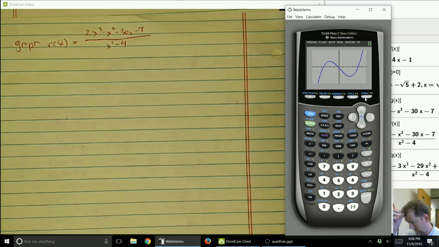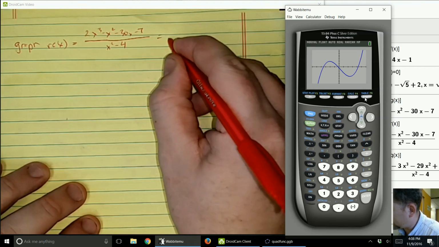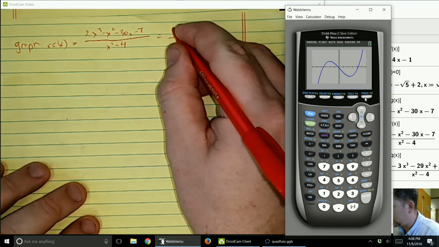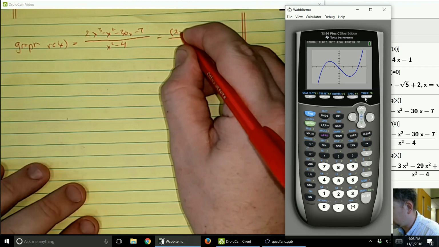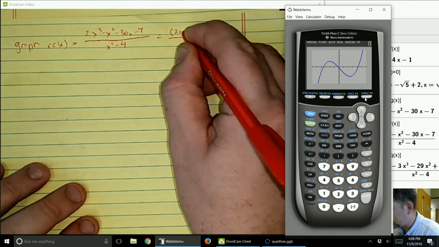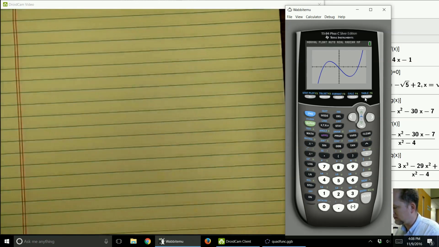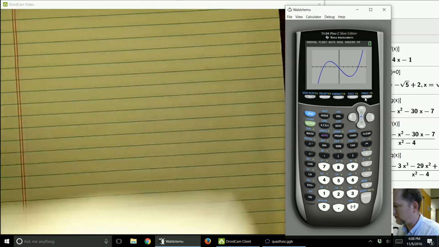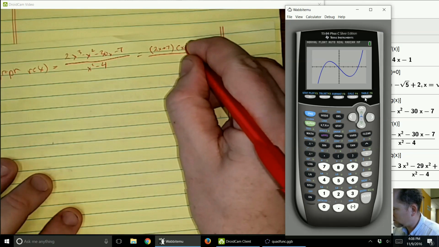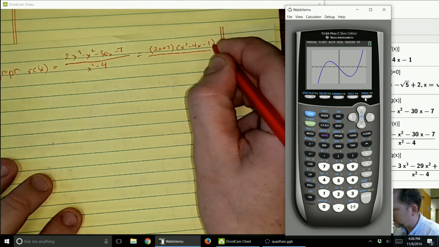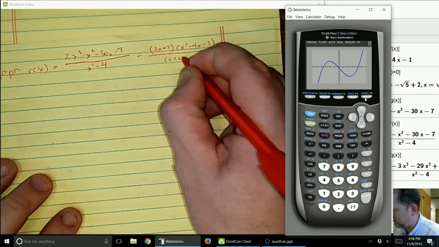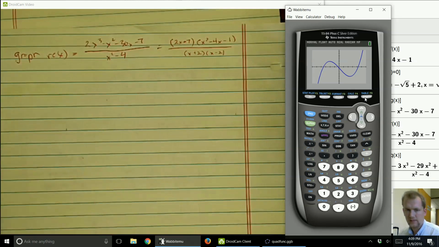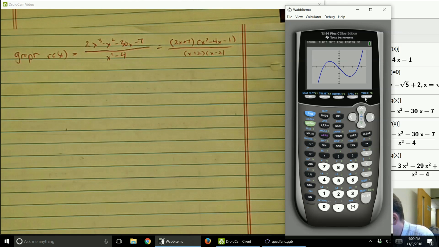So this problem, we're kind of doing the same thing. Be a good idea to factor this. Now we already factored that thing. We said it was 2x plus 7, I think is what we said. 2x plus 7 and then x squared minus 4x minus 1. And this factors into x plus 2 and x minus 2. Okay. So there's no holes or anything there.